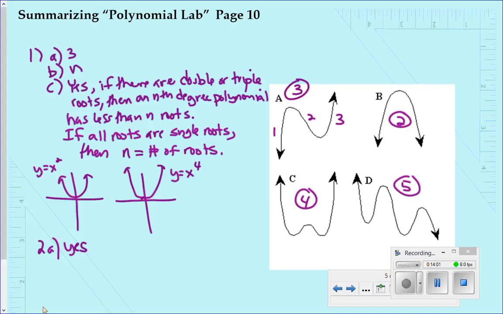Part B, could it have degree 5? Explain. We just talked about that in class. It cannot have degree 5 because 5 is an odd degree. Odds have opposite ends, and graph B is pointing down on both sides. So it has to be an even degree only: 2, 4, 6, 8, and so forth. Can't be odd. Can't be 5. So that's a no.